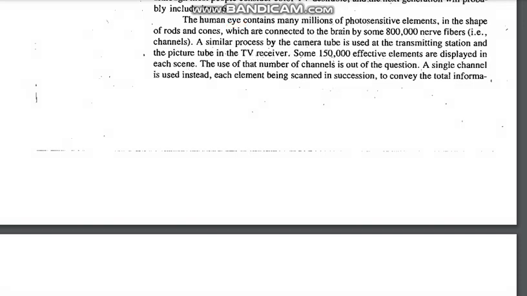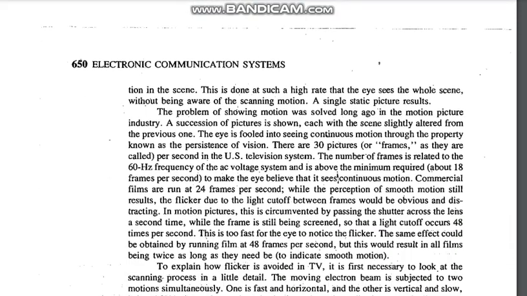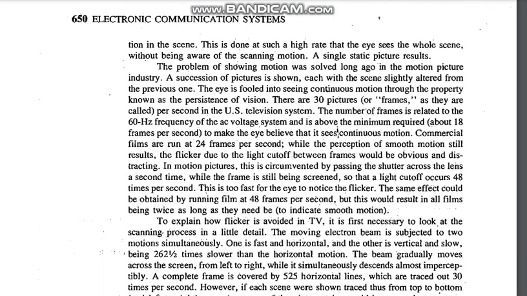Now, coming to the point, some basic definitions. This is done at such a high rate that the eye sees the whole scene without being aware of the scanning motion. That means the eye sees this without the scanning motion. We can see that in the pixels that extract the things. So in our television, the scanning was made so fast that our eyes get fooled.